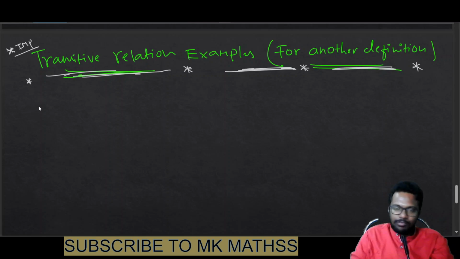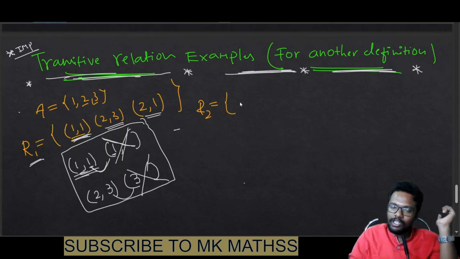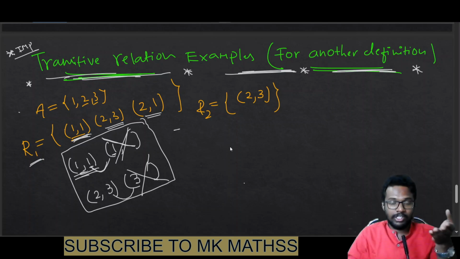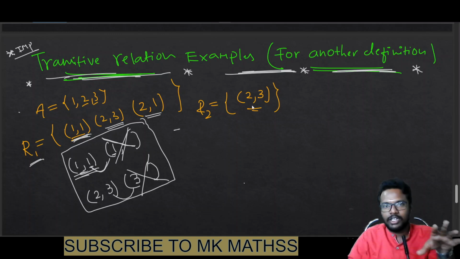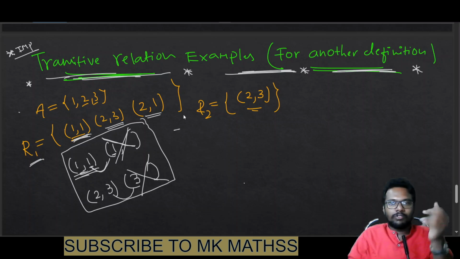Okay, the same set I consider here: 1, 2, 3. Let's take R2. I am considering the R2 relation with only one ordered pair, (2, 3). In MCQ questions also they will ask this type of question only. They give a relation with the ordered pair (2, 3), and they give four options: reflexive, symmetric, not reflexive, not symmetric, transitive, not transitive. Like that they create four options. We have to pick which option is right for this relation R.